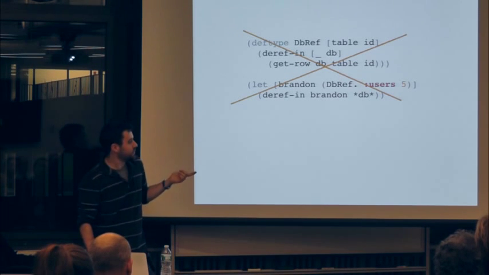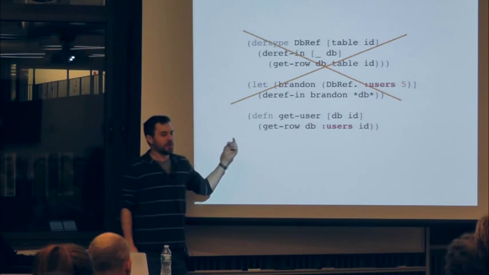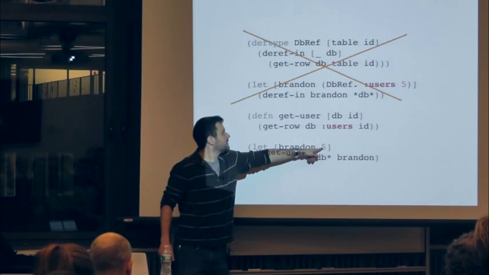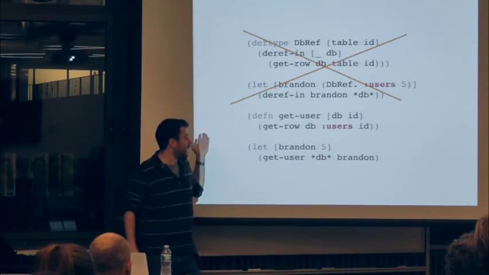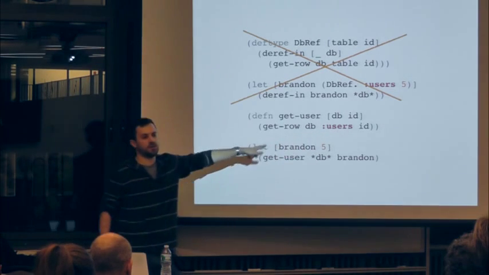So what you would really do is you'd not bother with that abstraction at all, and you just write a get-user function. But the point here is that in this case, 5, right, represents Brandon in the context of this database with get-user, which has this part of the context, etc.